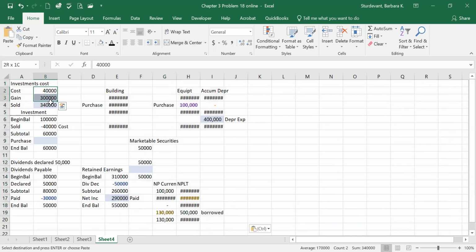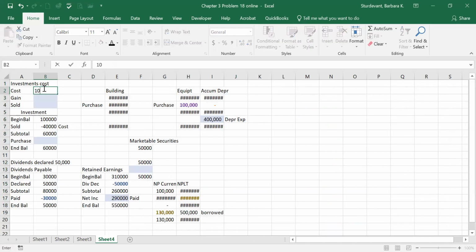Okay, so their cost was 10. They were sold for 15. So what does that mean? They got a gain of 5,000. Okay. So let's go look at the investment account. And I had a beginning balance of 10, and an ending balance of 5.